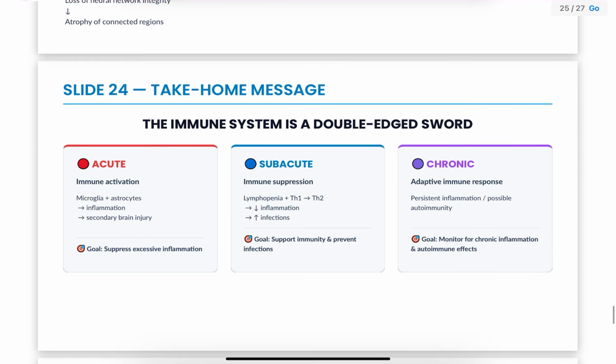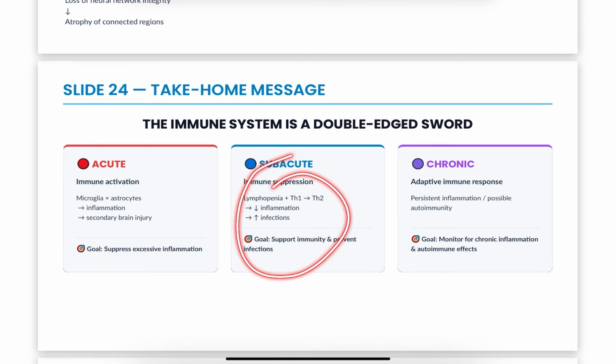For the take-home message here, the immune system is a double-edged sword. We need to know that because during the acute phase, the immune response is actually activated. The microglia and the astrocyte become activated. The DAMPs will be released. The blood-brain barrier will be disrupted, and pro-inflammatory pathways will also be activated. And at this stage, you're going to have excessive inflammation and contribute to secondary brain injury. So, therefore, our goal would be to suppress the excessive inflammation.